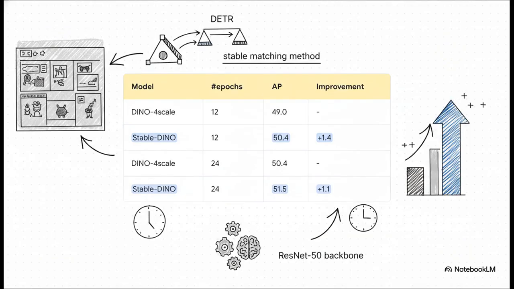So, the bottom line is, what do all these changes actually get you? Well, the numbers speak for themselves. On the COCO benchmark, using a ResNet 50, stable Dino gets a 1.4 AP boost over an already very strong Dino baseline, and that's in just 12 epochs. Even if you train for longer, out to 24 epochs, it's still over a full AP point ahead. And let me tell you, in this field, gains like that are a really big deal. Every little fraction of a point is a fight.